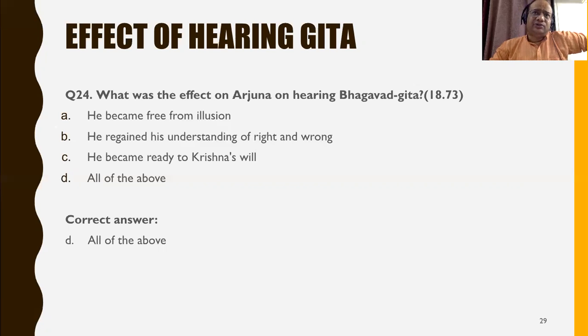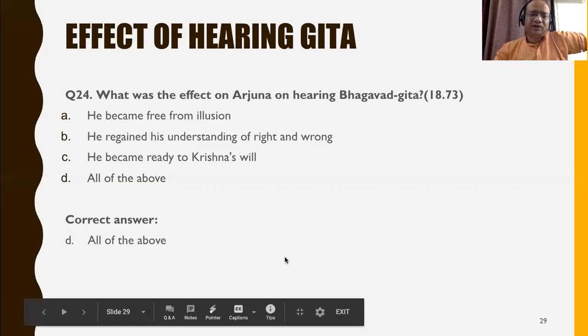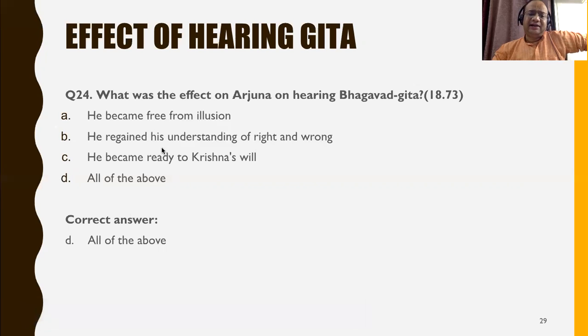And Karishye Vachanam Tava is the call of Gita. That act according to the direction of the Lord. And then you will make spiritual progress. And then we have some hope to meet the Lord at some time in our eternal journey. So, he could say all this only because he understood the Gita. He understood what is right and wrong, and then he became ready to do Krishna's will.